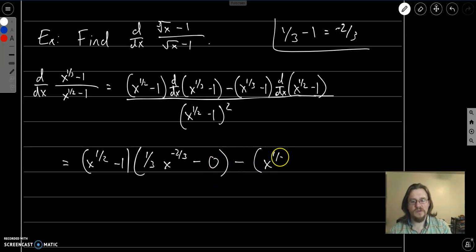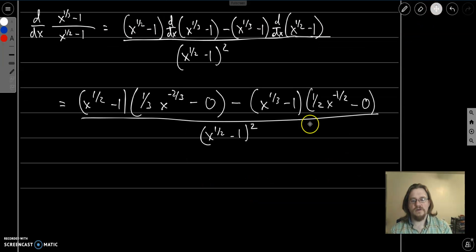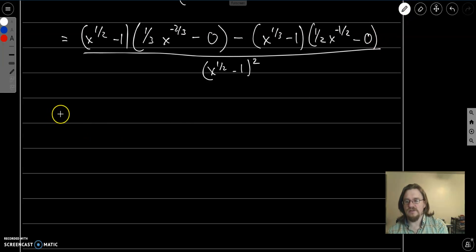And then we'll take x to the 1/3 minus 1 times the derivative of the square root of x. So I bring down the 1/2 and I raise it to the 1 less power. 1 fewer than 1/2 is negative 1/2 minus, well, the derivative of 1 is just 0. This is all over the bottom squared. So far, so good. Nothing too crazy. And then when it comes to simplifying, well, we'll see how much we can do. Clearly, if I subtract 0 from something, it's not going to change it.